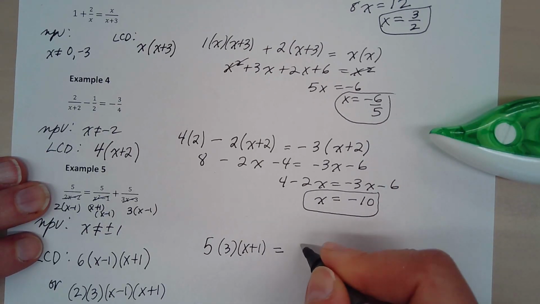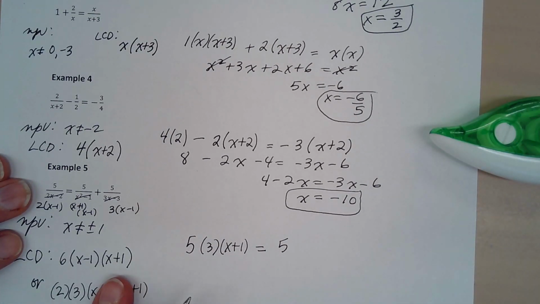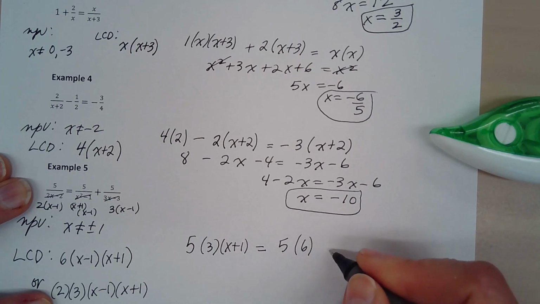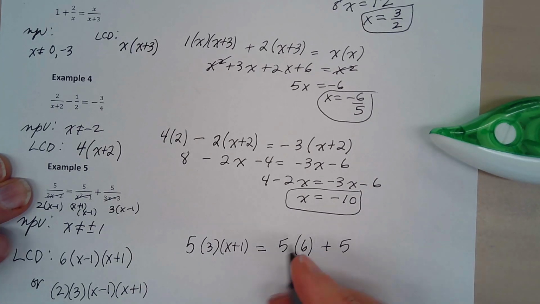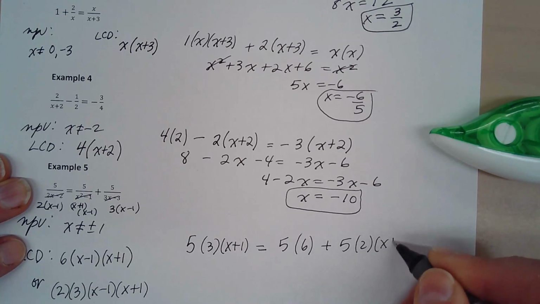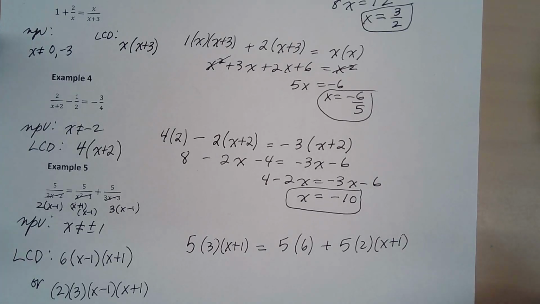Then I have my equal sign. Then I have my next 5. So the x minus 1 and the x plus 1 cancel, so that leaves me with the 6. And then my last term, the 3 and the x minus 1 cancel, so that leaves me with a 2 and an x plus 1. Okay, so now it's basically keeping organized, right?